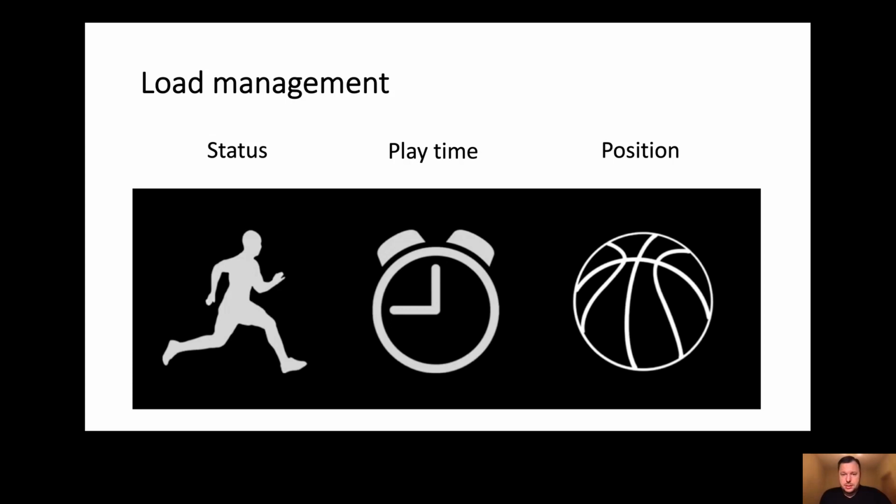Basketball is a team sport, but from the point of view of the body, this is a team of quite different people, talking from the physiology point of view. So that's why load management should be individualized, and it doesn't matter that basketball is a team sport. We should individualize it as much as we can.